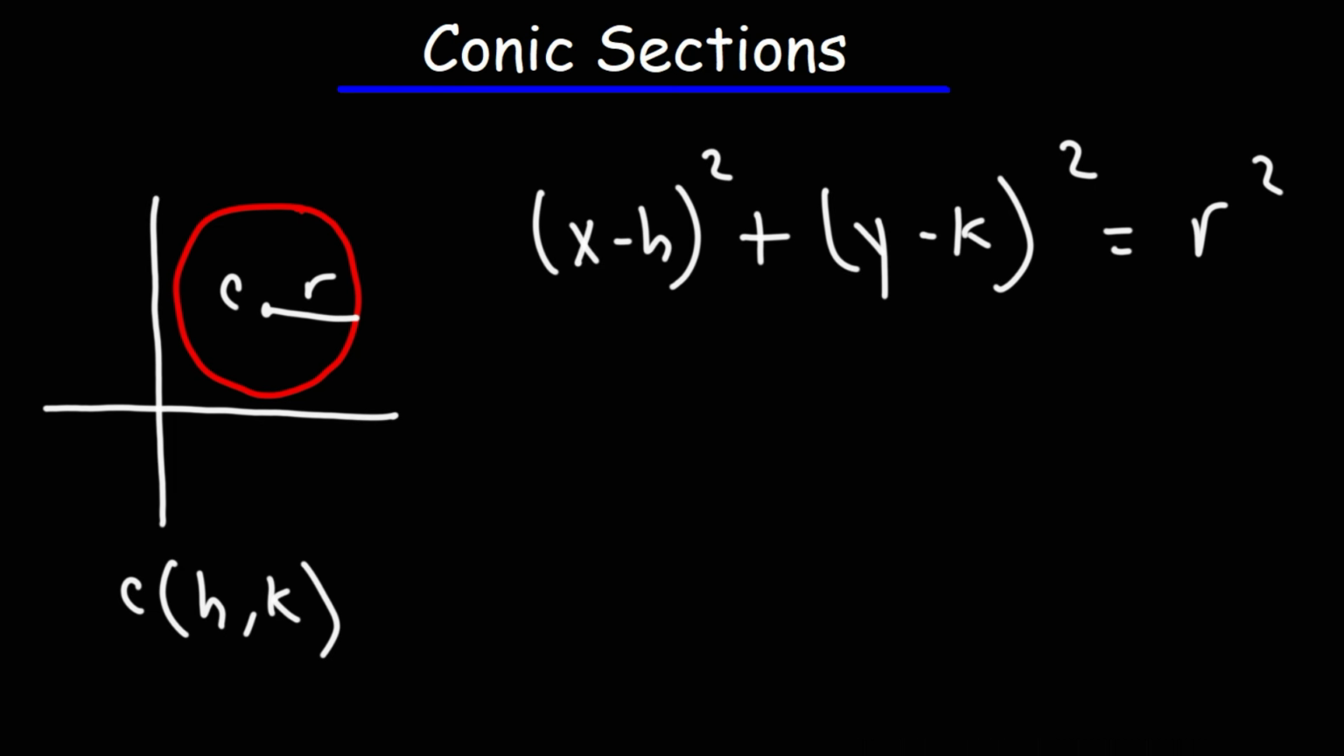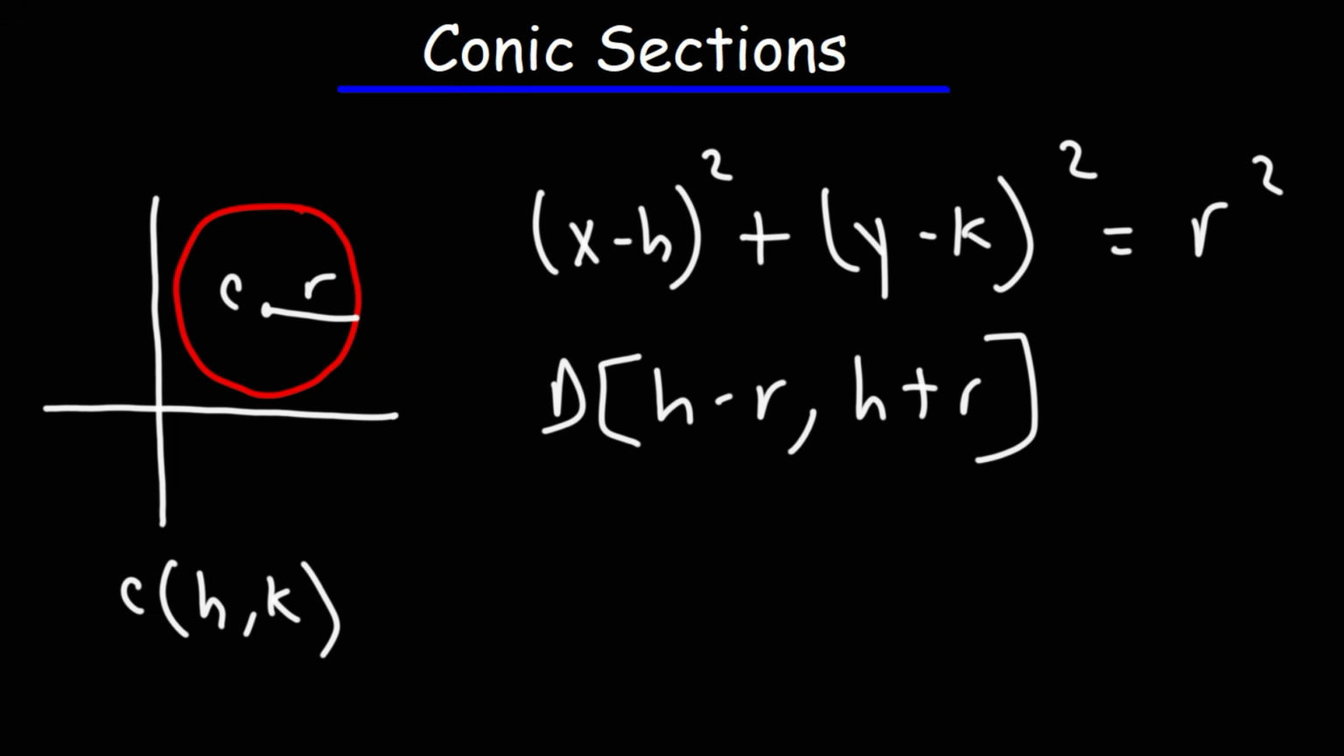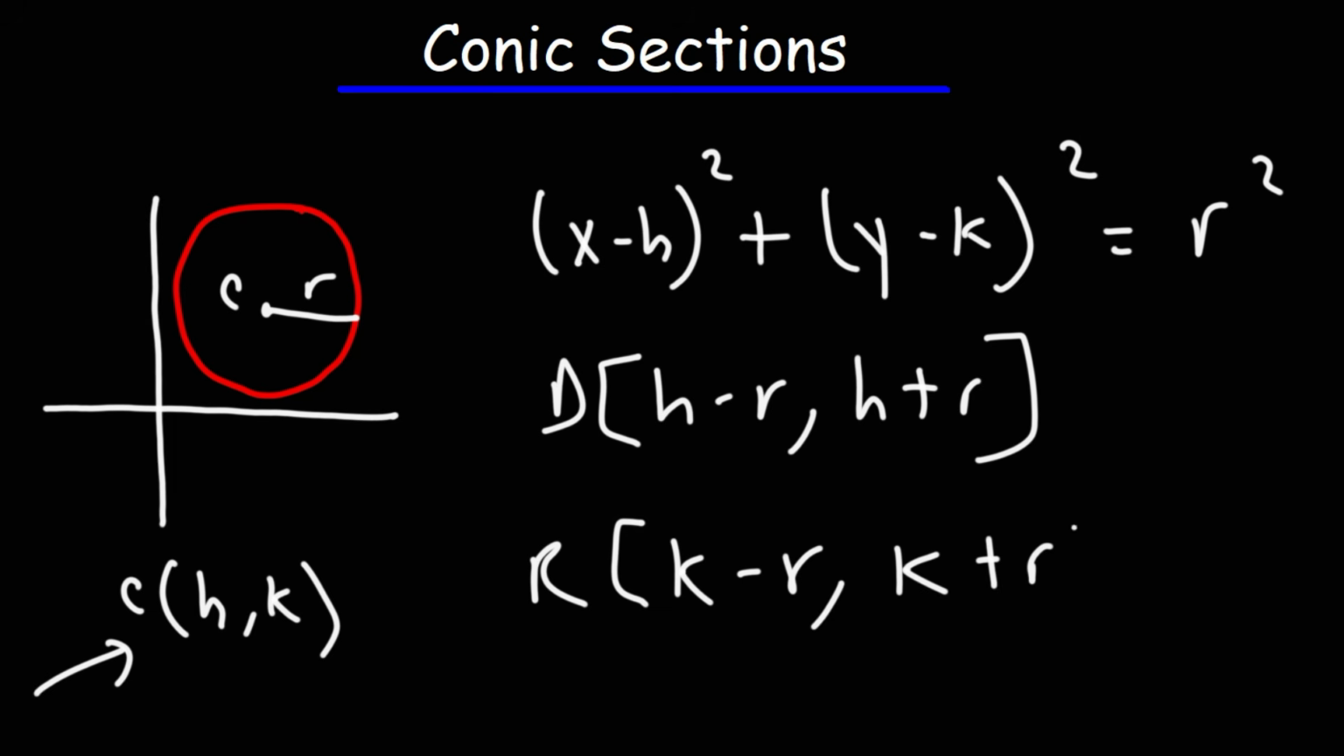Now, in other less common situations, you may need to know the domain and range of a circle, given its equation. So the domain for a circle is going to be h minus r, comma, h plus r. So all you need is the coordinates of the center and the radius, and you can find the domain of the circle. Now, the range is going to be k minus r, and it's going to go up to k plus r.